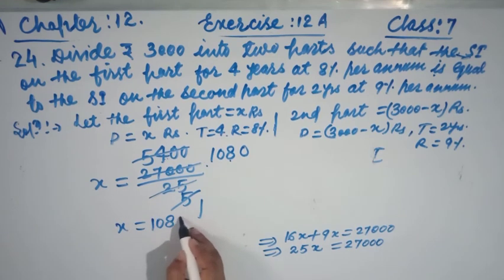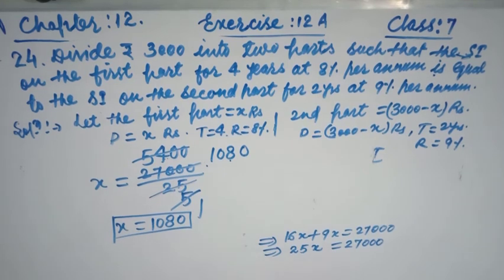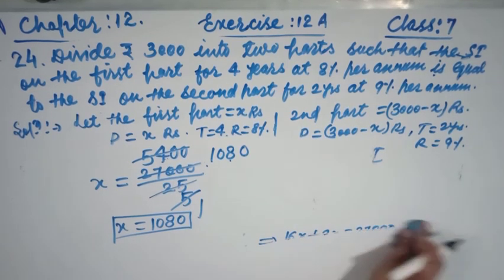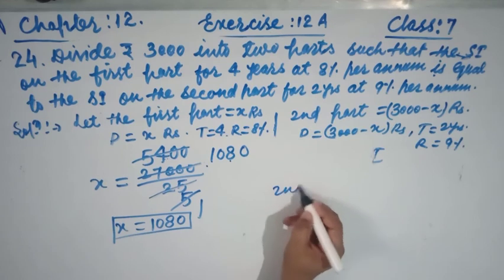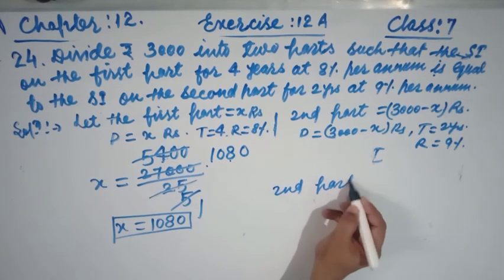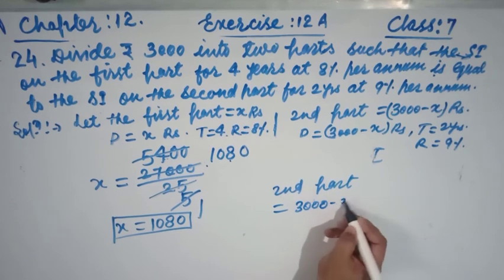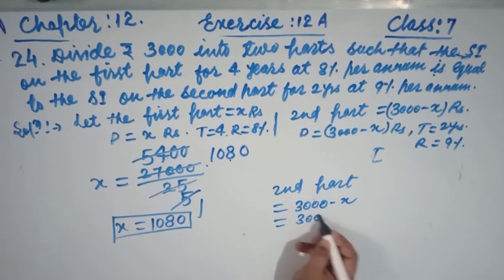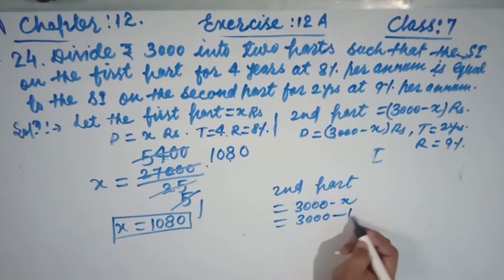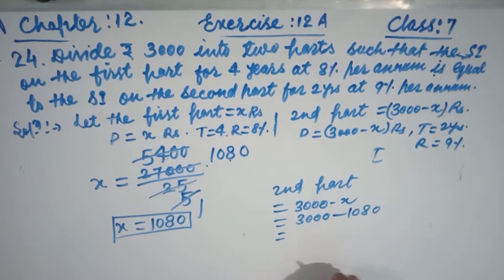So x is nothing but the first part. Now we have to find the second part, which is 3000 minus x. So 3000 as it is, minus x, which is 1080.